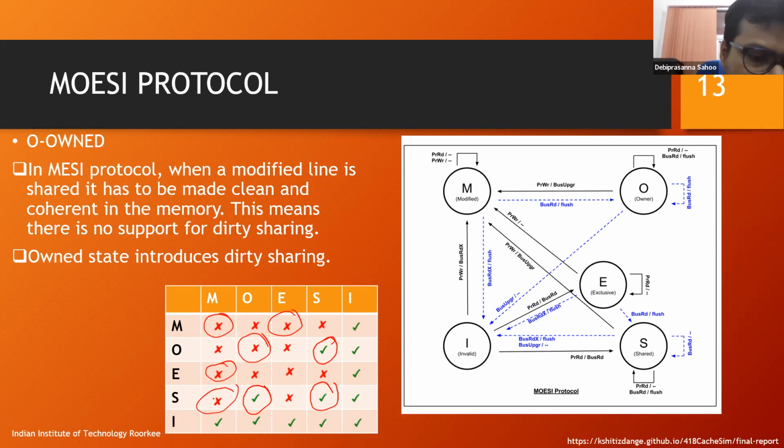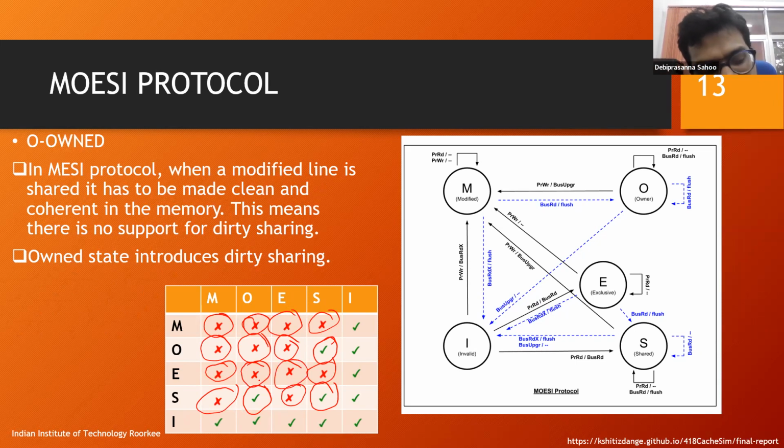Anyways, M and S are not possible. So since M and S are not possible, M and O are not possible now. And since E and S were not possible, now O and E are also not possible. And anyways, two E's are also not possible. Combination of any of these states with I is always possible. So these are the set of safety properties that have to be ensured.